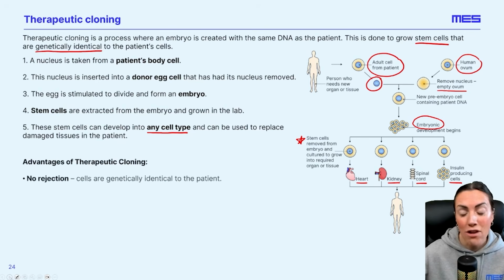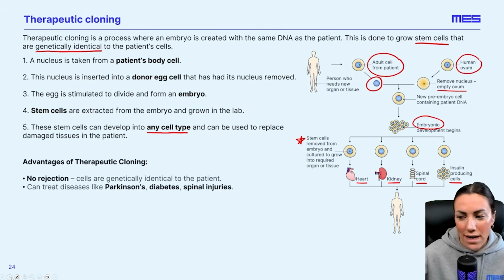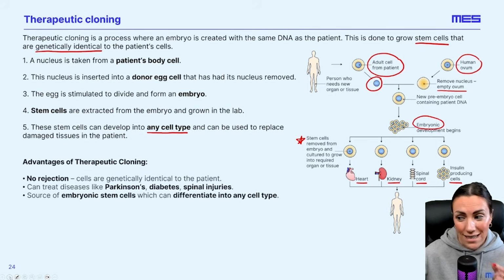Because the embryo created was genetically identical to the patient, there is no risk of rejection by the patient's own immune system. They can be used to treat many different diseases, so make sure you can give some examples: Parkinson's, diabetes. You can make new nerve cells to treat spinal injuries, or cardiac muscle cells to treat heart disease. Remember, they can differentiate into any cell type because they are embryonic stem cells.